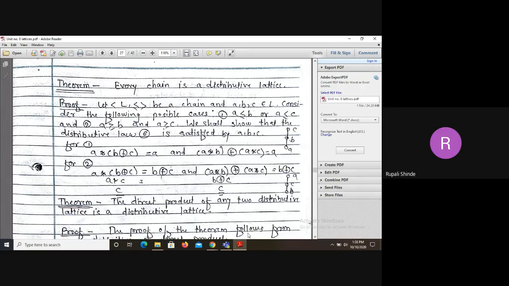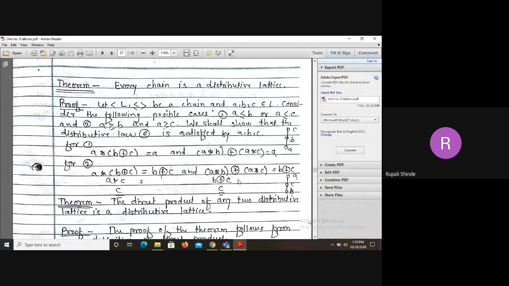B XOR C is C, and A star C. Again we have to take the greatest lower bound of A and C. C. Correct. So the value for this LHS is C.